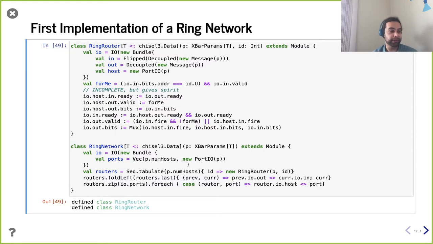But the spirit here is we're showing, hey, we have this simple router we're trying to build, and we have some topology. In this case, we have an incoming port, an outgoing port, and then a bidirectional port going to the host. That's the gist of it. And then we link these all together to build our network. Cool. Is that okay?